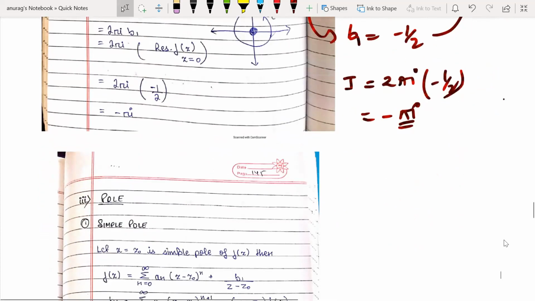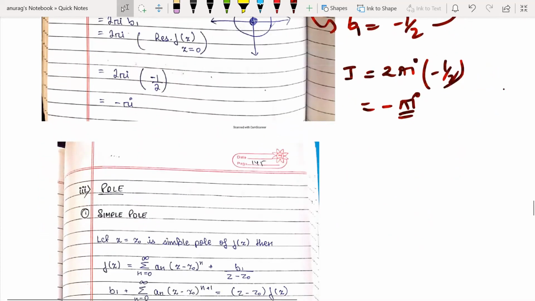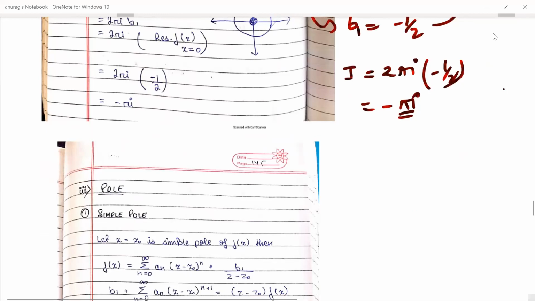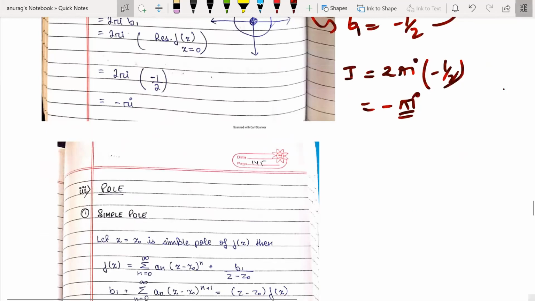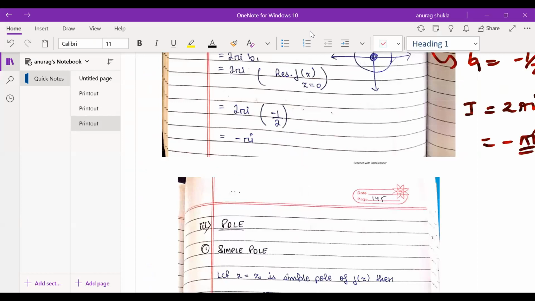Next is to find the residue for poles, which I will show in the next lecture. Okay, thank you. So you can finish it till now, and in the next lecture we will see how to find the residue for poles, and we will see some examples based on it also.